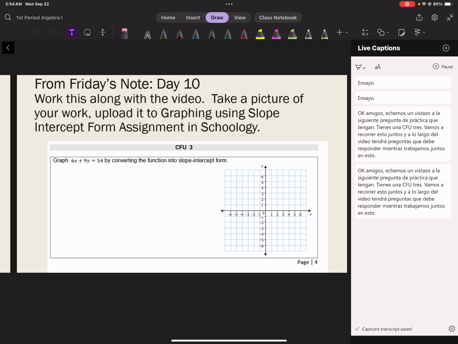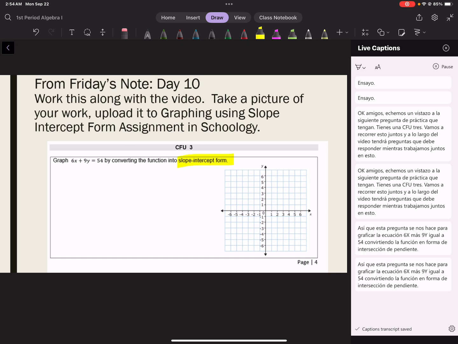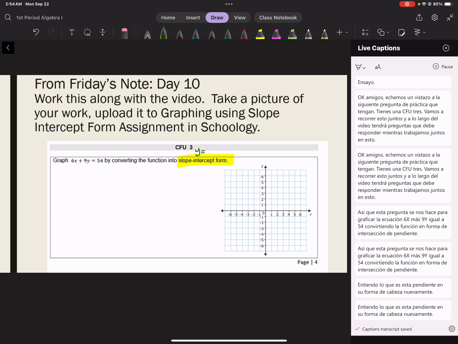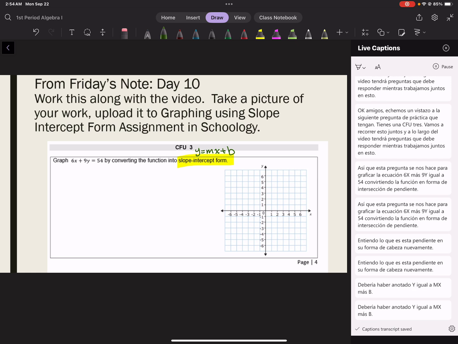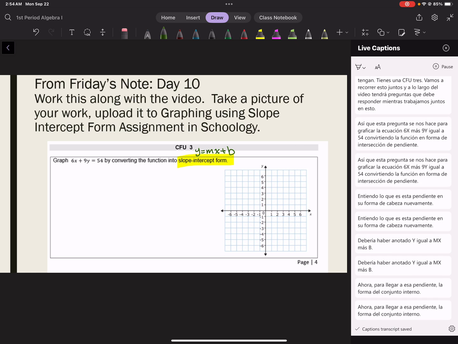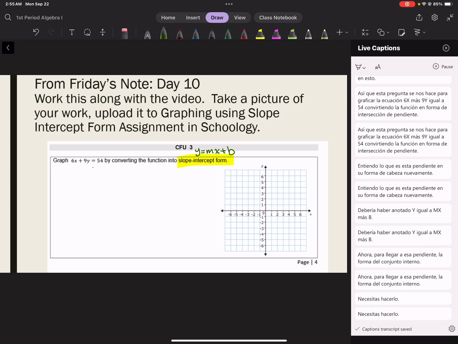So, this question asks us to graph the equation 6x plus 9y equals 54 by converting the function into slope-intercept form. Again, what is the slope-intercept form? You should have written down y equals mx plus b. Now, to get to that slope-intercept form, you need to solve the equation for y. So that means I need to get y on one side and no y on the other side.